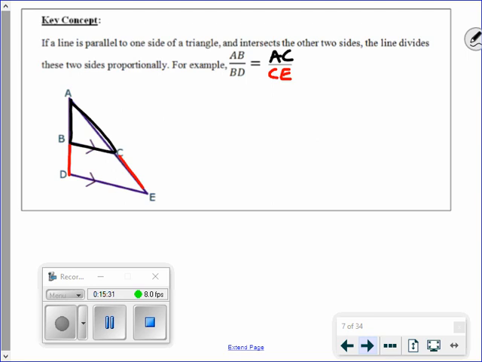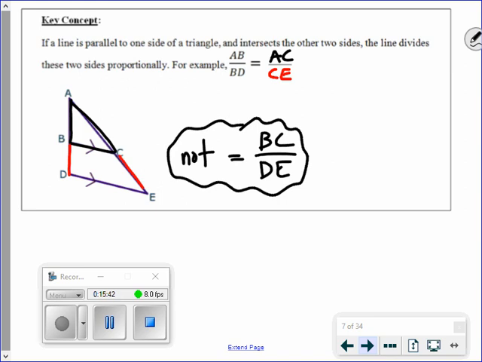So here's my caution. You cannot set this equal to BC over DE. You cannot do that. You can't use the pieces and then set them equal to the sides. So one rule is do not use the parallel sides unless they're given to you.